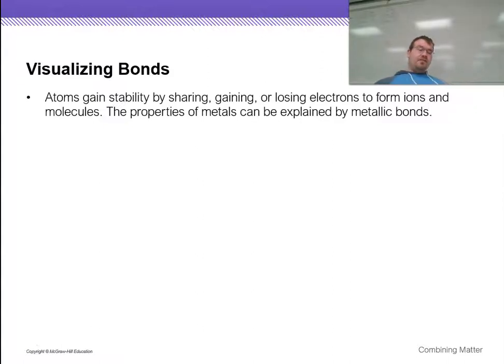So, talking about visualizing bonds, pretty much as simple as it gets, to gain stability, atoms will share, gain, or lose electrons. They'll form ions and molecules. The properties of the metals can be explained by metallic bonding.